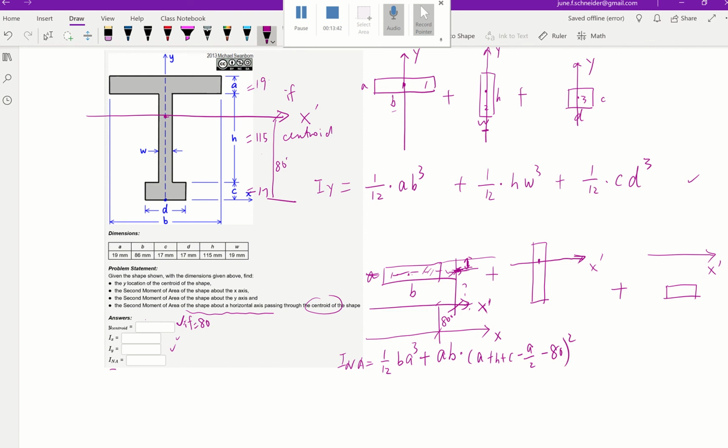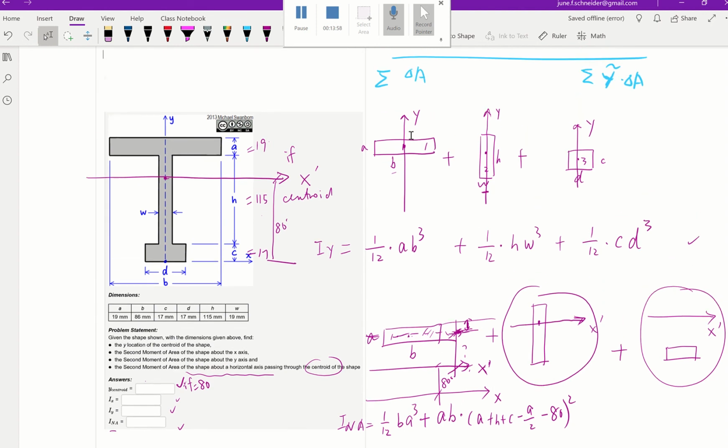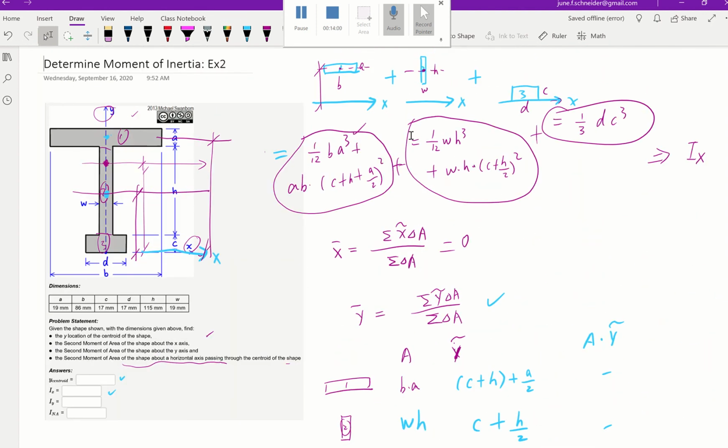So for every single shape, you're going to figure out this distance, and you're going to do this for this one and that one individually, and then add them all up. Then you can find out this problem. Again, I encourage you to use Excel. Hopefully that gives you some clarity on how to solve this problem.